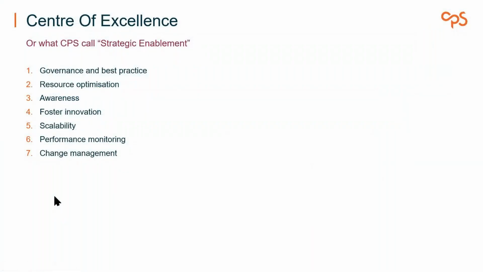So the Centre of Excellence, or what we call it at CPS, Strategic Enablement. So this is around preparing for the Power Platform as an organisation from a technical and a business processing sense. So this is the toolkit that can provide the guardrails around the governance and best practice. It can show resource optimization. So where is the best place to put our resources in? Are we seeing a lot of efficiency within Power Automate, or is it Power Apps, and where should we continue to invest? It gives you awareness.